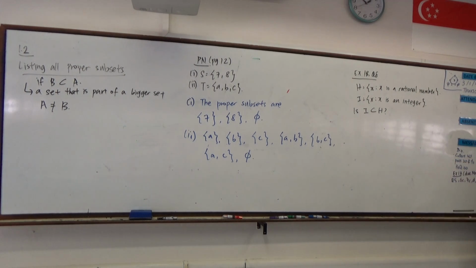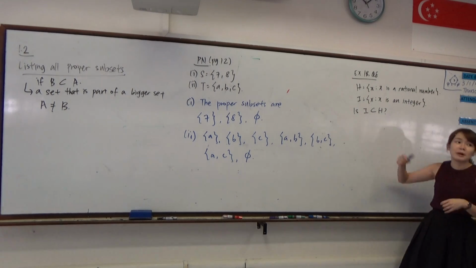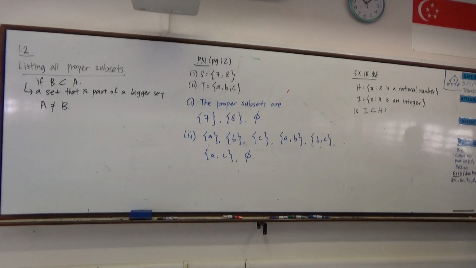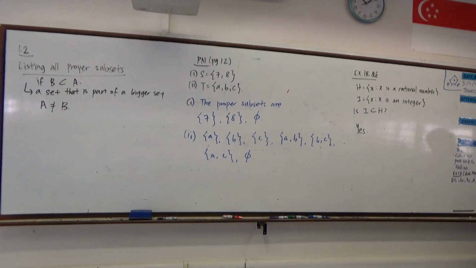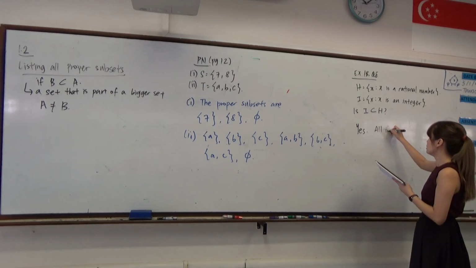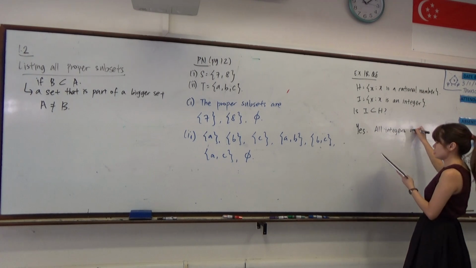Okay, let's look at question 8. If we have H, the elements are rational numbers, and for set I, the elements are integers only. We want to know whether I is a proper subset of H or not. What do you think? Do you think I is a proper subset of H? Yes? Okay, all integers are also rational numbers, so the answer is yes. To explain it, all integers are rational numbers.